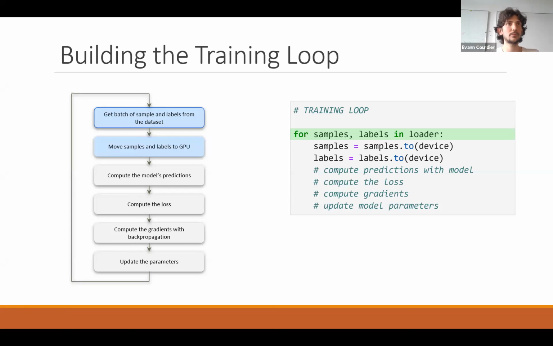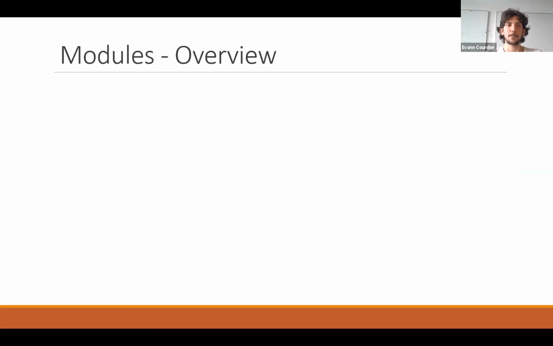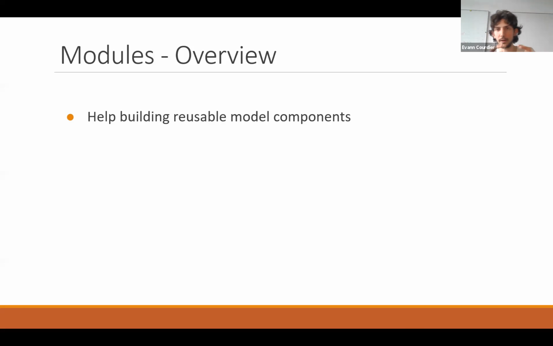All right. So now that we have seen how to get batches of samples and labels from the dataset and move them to GPU, let's see how you can compute the model's prediction. So let's see first how you can actually create a model and compute its prediction. PyTorch provides what we call a module, which are reusable model components that help you with building neural networks. So these are like building blocks to create all kinds of architectures. And this module class will help to manage your model parameters.